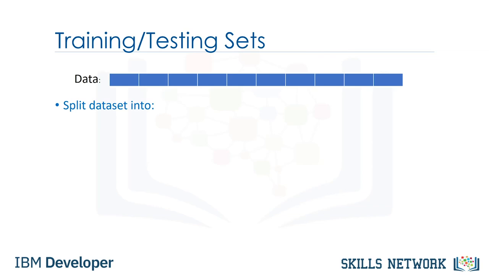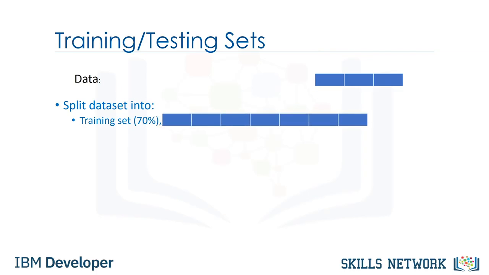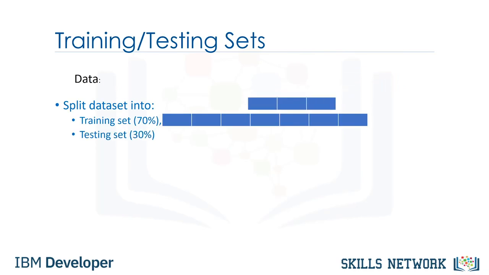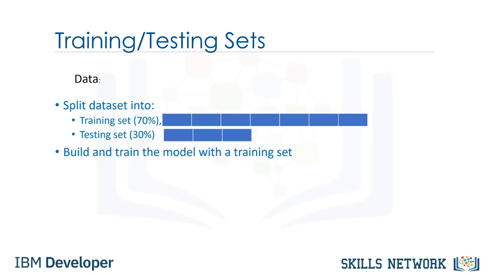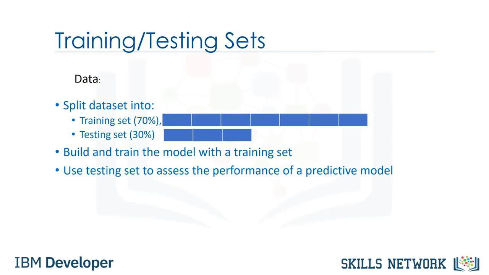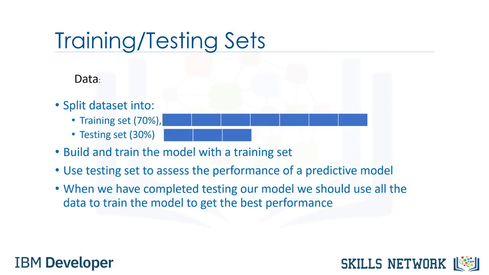When we split a data set, usually the larger portion of data is used for training and a smaller part is used for testing. For example, we can use 70% of the data for training. We then use 30% for testing. We use the training set to build a model and discover predictive relationships. We then use the testing set to evaluate model performance. When we have completed testing our model, we should use all the data to train the model.